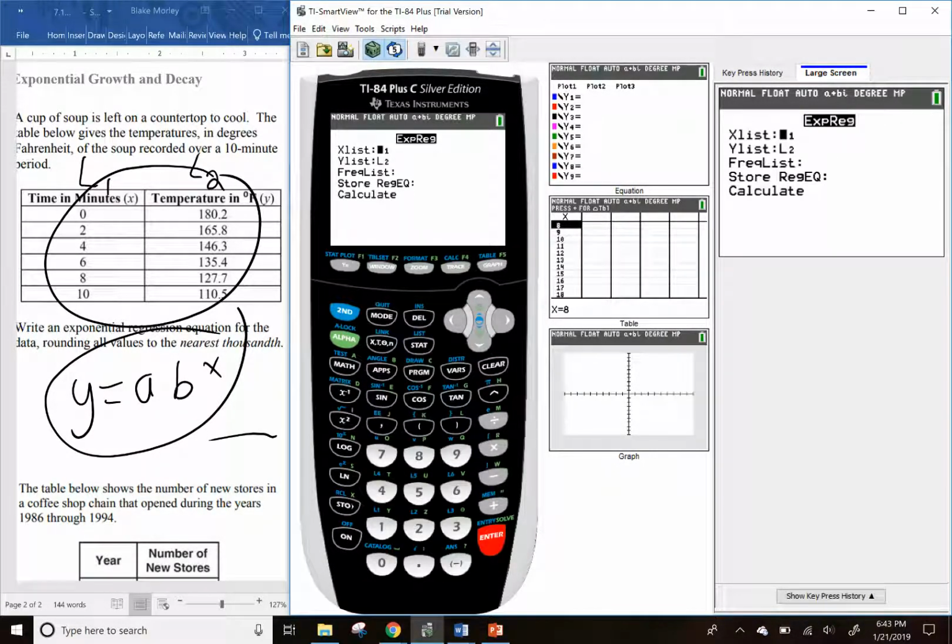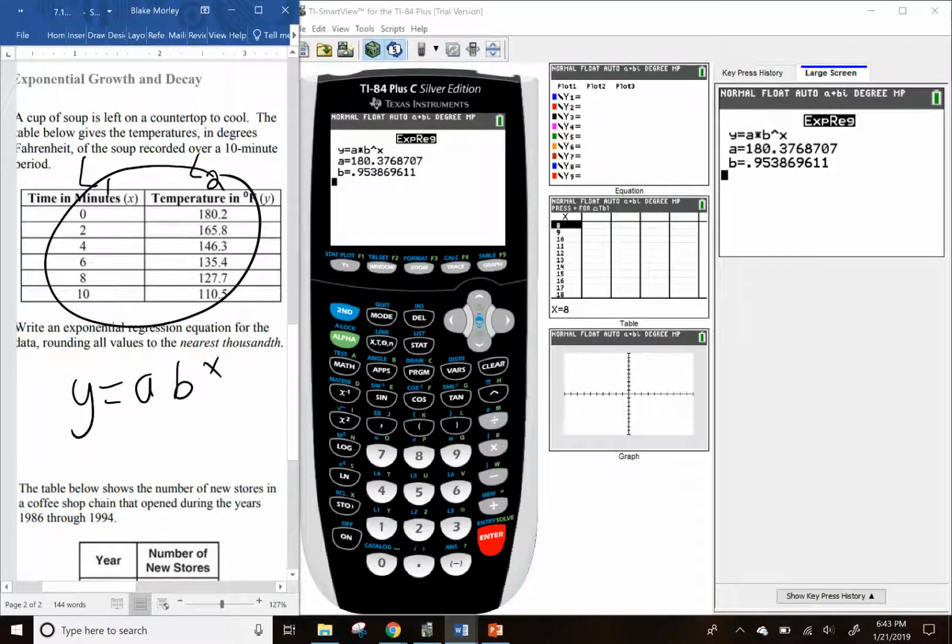So the calculator knows we want list 1 and list 2. We're just going to scroll down a little bit. We're going to hit calculate, and the calculator will do the rest for us. And there we go. So it tells us what the A value is. See, it tells you y equals A times b to the x up here. And it tells us A is 180.38, if you want to round it.